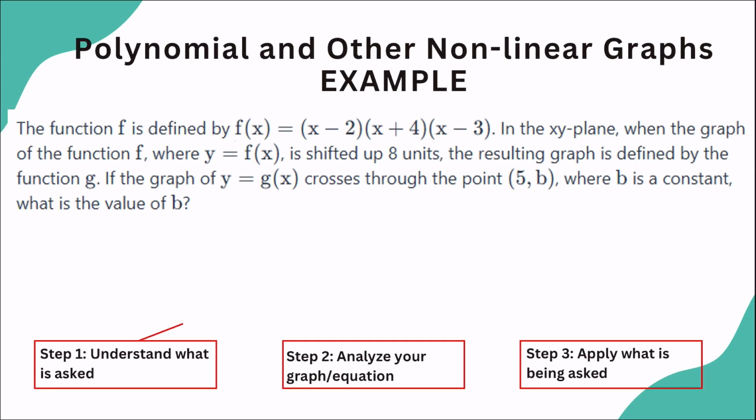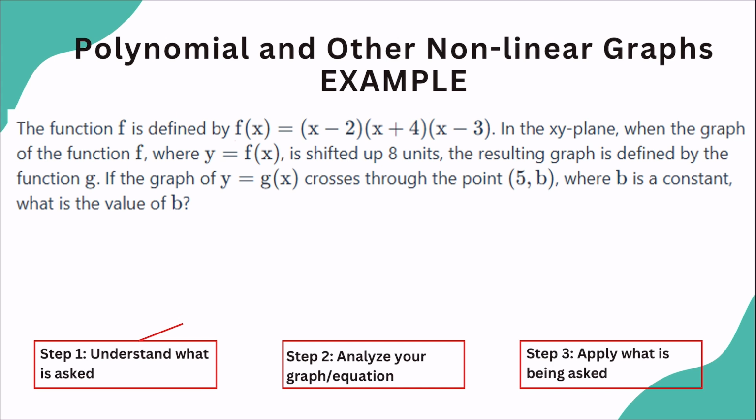So here's an example problem. It tells us that the function f is defined by f of x equals (x minus 2)(x plus 4)(x minus 3). And then says in the xy-plane, when the graph of the function f, where y equals f of x, is shifted up 8 units, the resulting graph is defined by the function g. If the graph of y equals g of x crosses through the point (5, b), where b is a constant, what is the value of b?